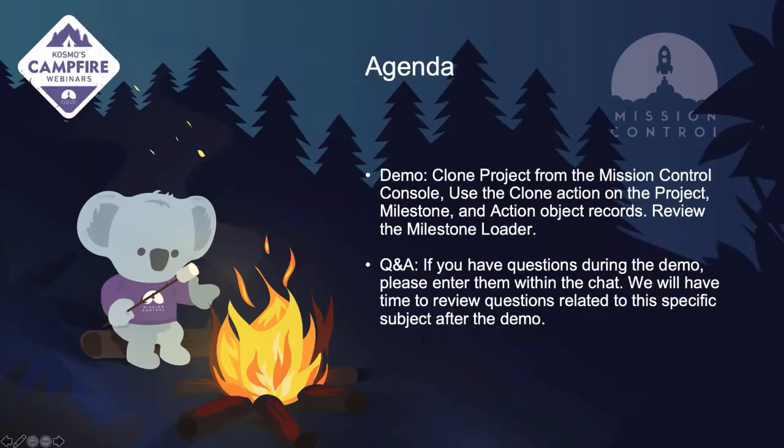Moving ahead on the agenda today, we're going to do a quick demo of the clone project from the Mission Control console. We're going to navigate to a project that's already existing and use the clone action button on there, as well as from the milestone and action object records. I will go into detail as to how to add custom fields to the clone pages. And then we're also going to create a new project and review the milestone loader today.